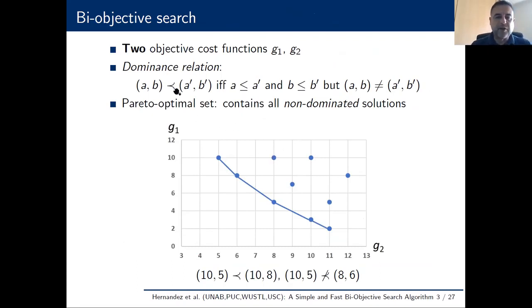We have, in addition, a dominance relation: vector A, B dominates vector A', B' if and only if A is less than or equal to A' and B is less than or equal to B', and (A, B) is not equal to (A', B'). For instance, here we have the vector 10, 5. This solution dominates 10, 8 because 10 is equal to 10, but 5 is less than 8. All these solutions correspond to the optimal Pareto set, which are all the non-dominated solutions in the set of solutions.